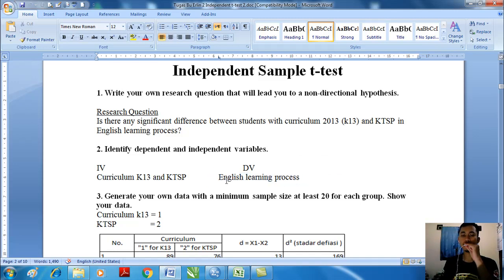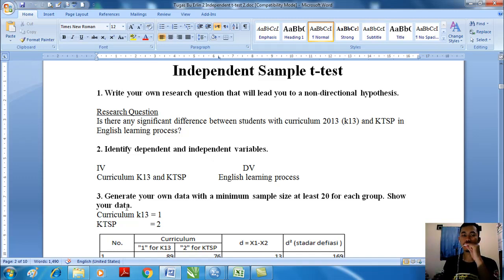So it means English learning process depends on the curriculum K13 and KTSP. I mean, the success of this learning process depends on how the teacher uses this curriculum. So you're going to get the point of which one is the independent and dependent variable. Okay, you can choose another variable. This is just an example to make it easy for you.